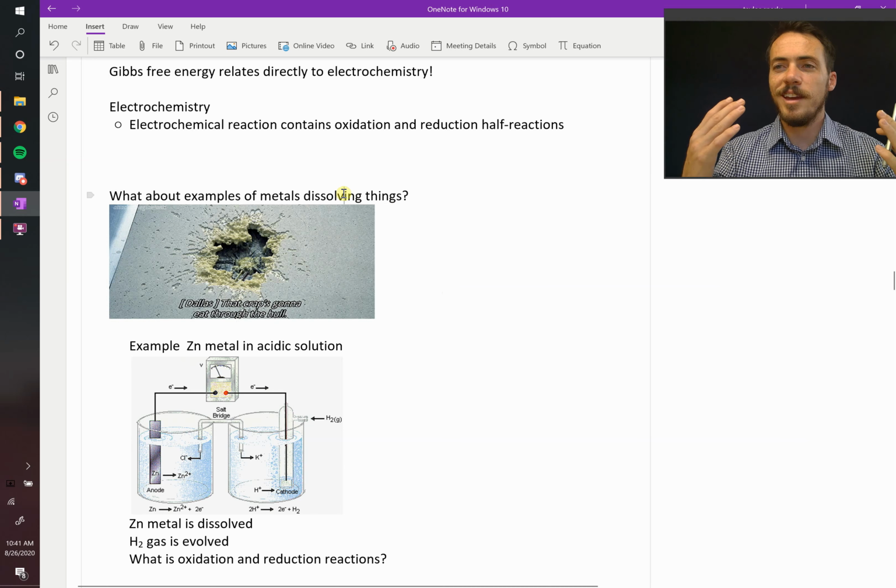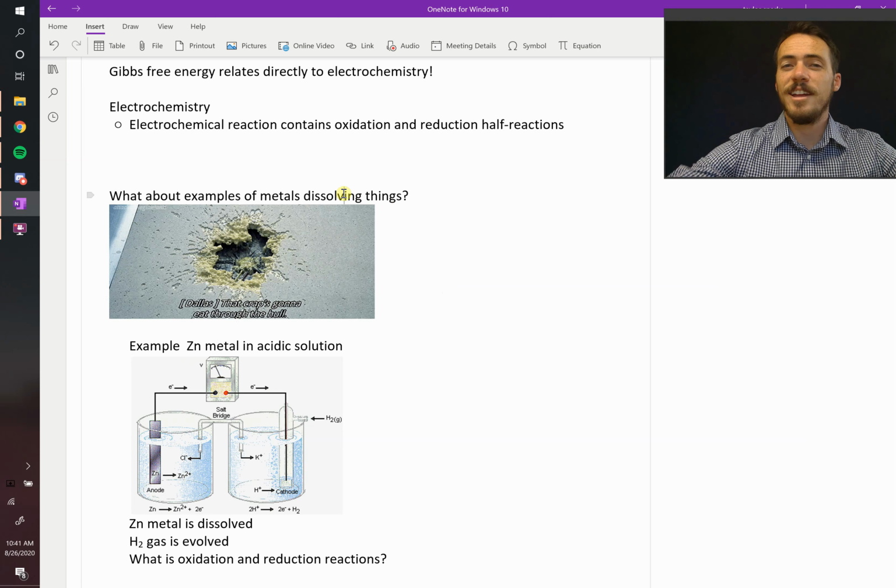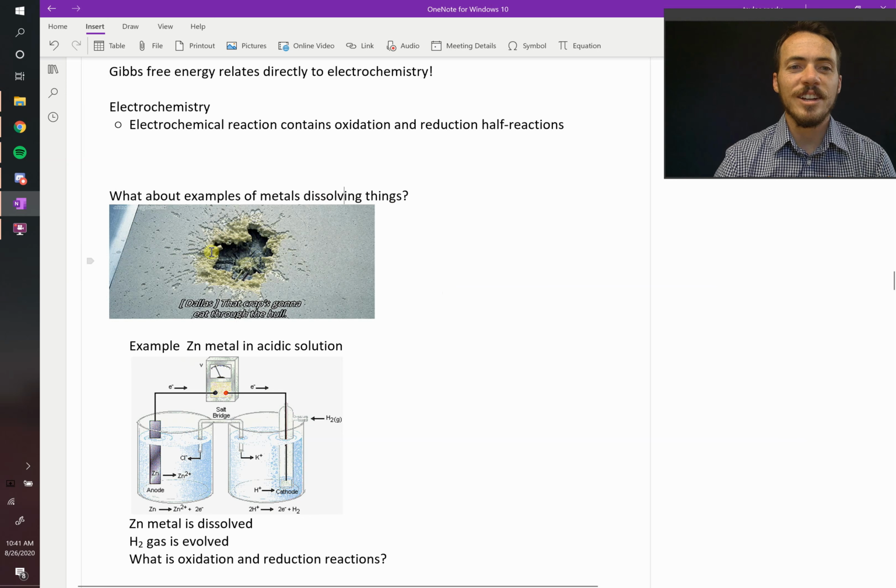In movies, I'm a child of the 80s, so I grew up watching Aliens, right? And in Alien, they have this blood of the xenomorph that can just eat through everything. It's just this super corrosive acid. But in your lives, you've probably seen acids dissolve things. So let's dive into that and see what's going on there.